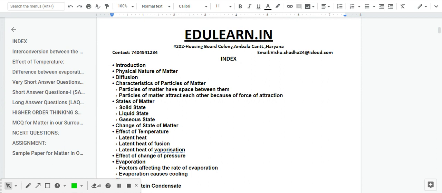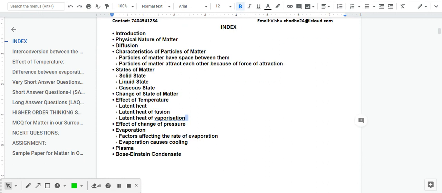Characteristics of particles of matter. There are a few other characteristic states of matter, that is solid, liquid and gas, and there are two more states that we are going to explain at the end of this chapter. Change of state of matter, effect of temperature, latent heat of fusion and latent heat of vaporization. Then how the effect of change of pressure helps in this chapter.